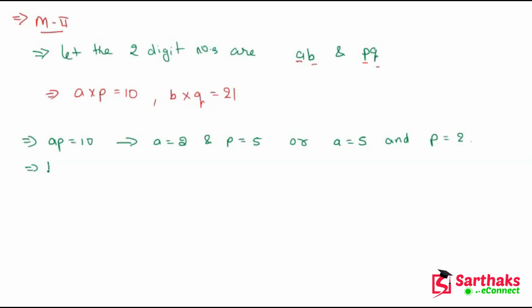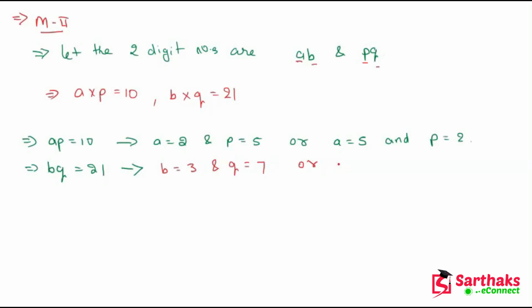Now the other is BQ, which is 21. In this case, we can factorize this 21 as 3 and 7. So it means B should be 3, and Q is 7.